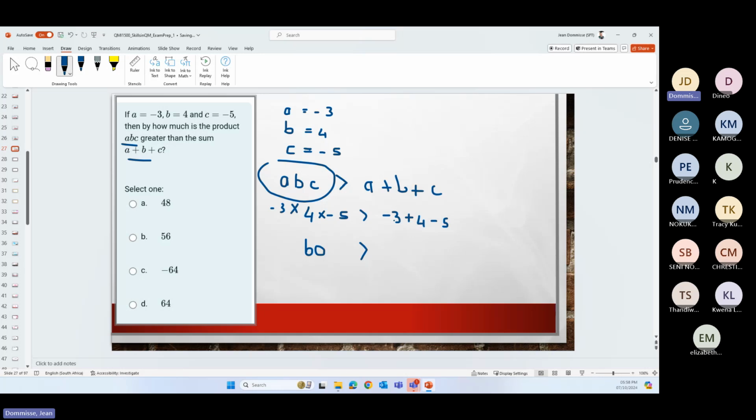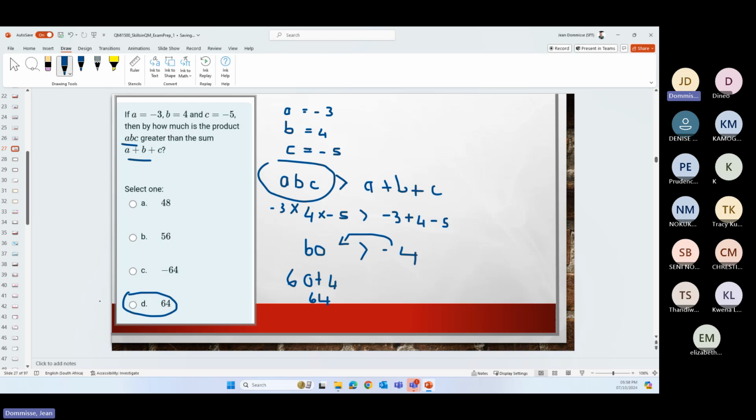So minus 3, again, going to use the calculator. Minus 3 plus 4 is plus 1. Plus 1 minus 5 is minus 4. So 60 is how many times bigger than that? If you want to do it this way, you can take that over. So 60 plus 4 becomes 64, bigger than. And there we have it as option D.